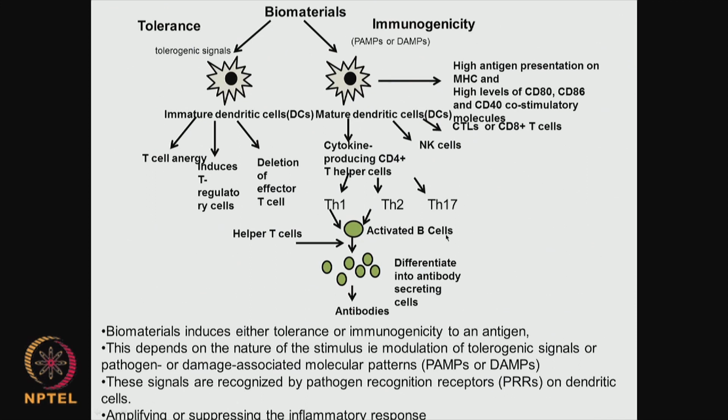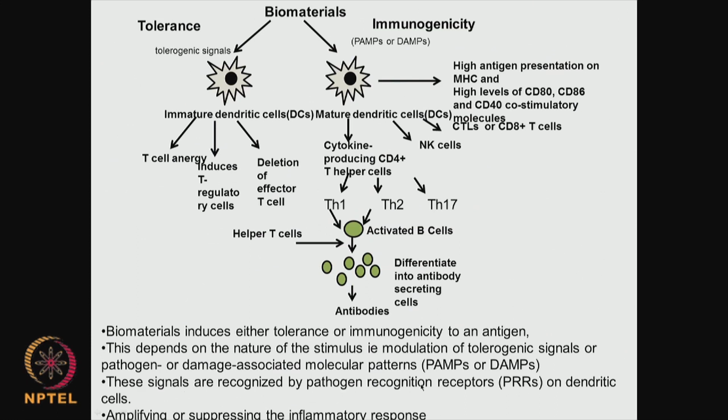So, we get activated B cells, which then differentiate into antibody secreting cells. Okay. These are the real defense which tries to kill. The antibodies are produced which try to destroy your biomaterials. So, the biomaterial induces either tolerance, that is this side, or it produces immunogenicity, so that you get antigen antibody. This depends on the nature of the stimulus, that is modulation of tolerogenic signals or pathogen associated molecular patterns or damage associated molecular patterns.